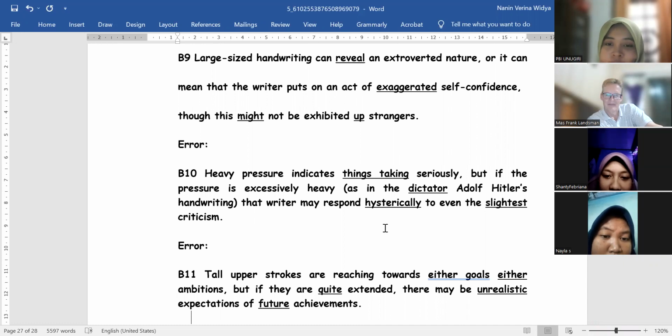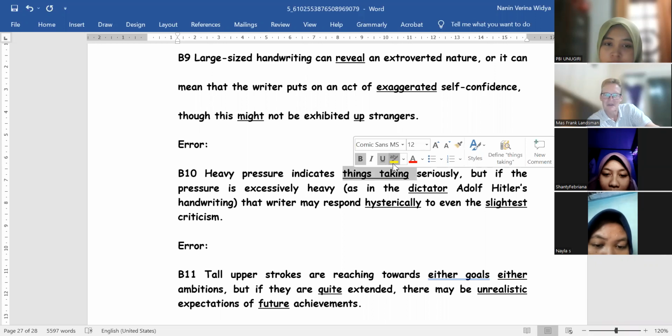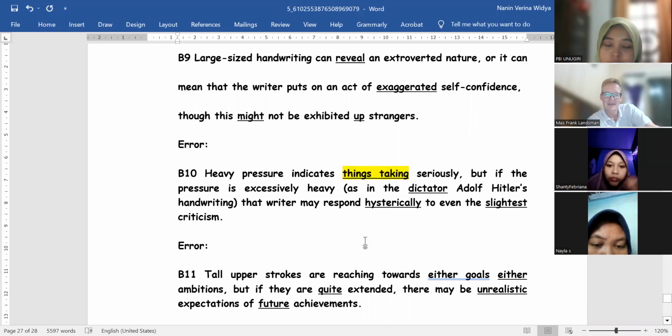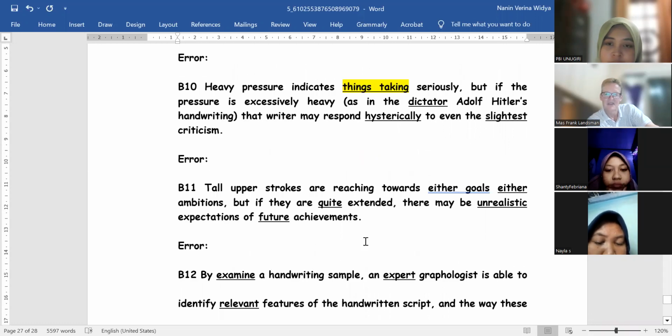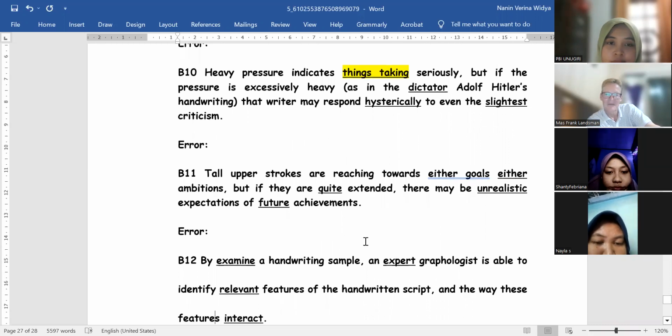Taking things seriously. Yes, very good. I don't want you to take me too seriously. If people are relaxing, making fun of each other, I don't take it too seriously. Yeah, no, things taking seriously. Terbalik. So, taking things seriously. Yeah, and in this case, too seriously. Very good. B11.